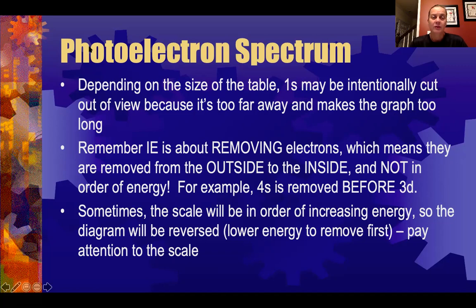Ionization energy is always talking about removing electrons. Photoelectron spectroscopy measures the energy required to remove not just one, but all of the electrons. They're removed from the outside to the inside. The ones on the outside require the least energy to remove. The ones on the inside require the most energy to remove. Occasionally, they'll flip the scale and the lower energy will be first, so just pay attention to the scale.